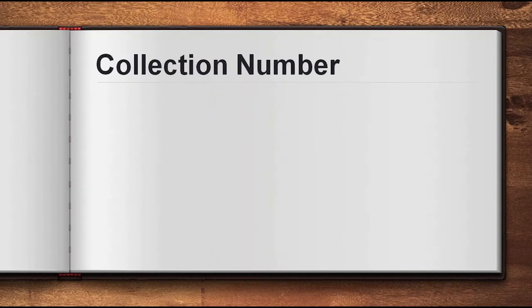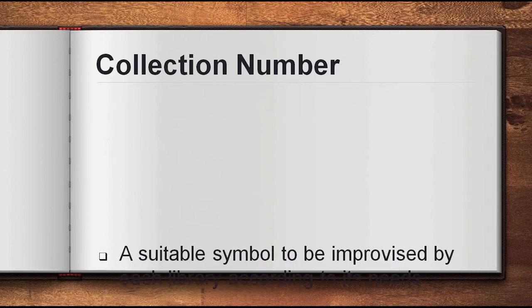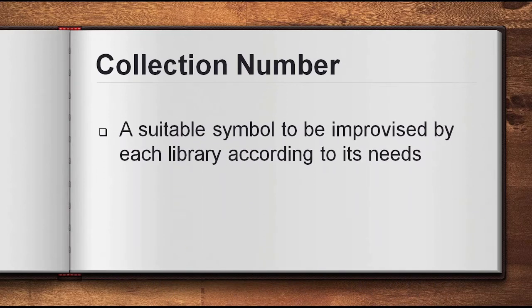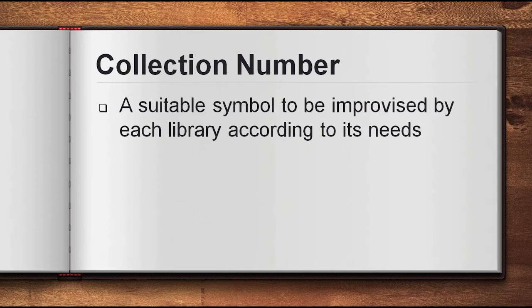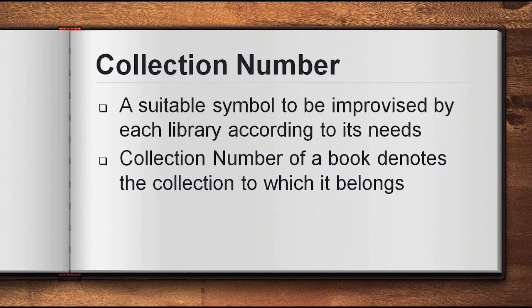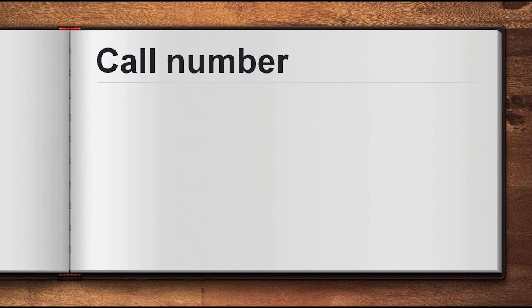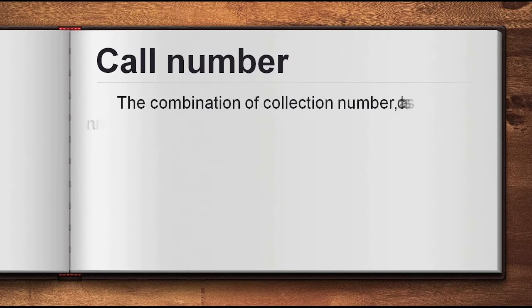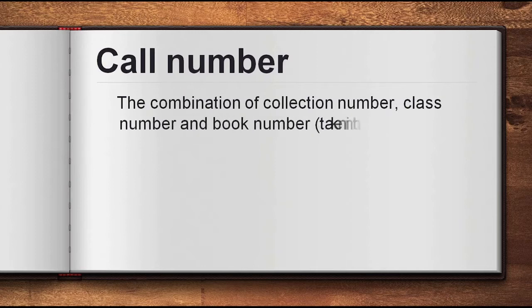Collection number. Libraries have various collections. Collection number denotes the collection to which a book belongs. It is a suitable symbol to be improvised by each library according to its needs. Some of the collection types are undersized, oversized, worn out, etc. Call number. The combination of collection number, class number and book number taken in this order is call number.